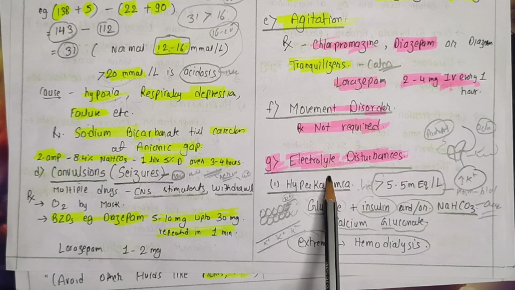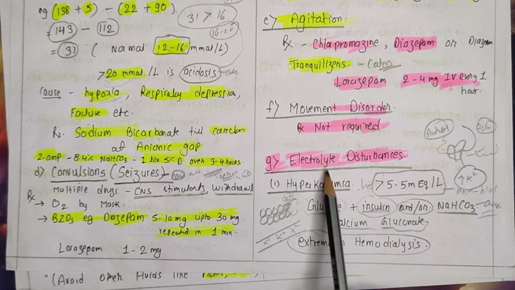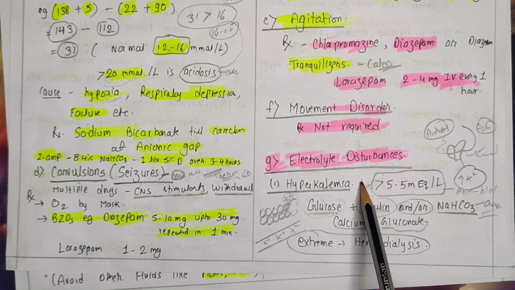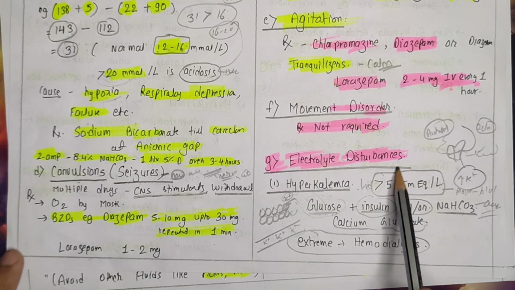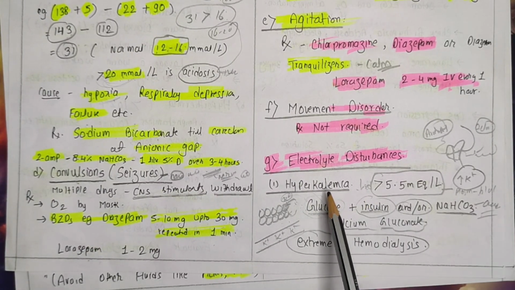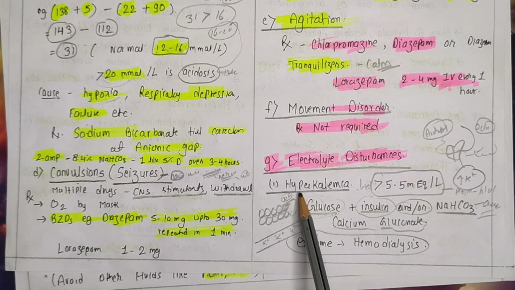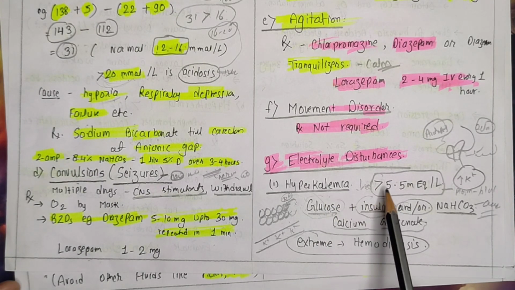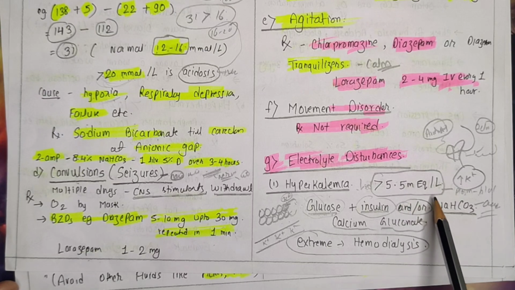Then the other condition is electrolyte imbalance. This electrolyte imbalance can lead to other conditions like metabolic acidosis also, so we need to take care of this. Then in the electrolyte disturbances, our first type is hyperkalemia, which means that the potassium level is increased to more than 5.5 milliequivalent per liter.